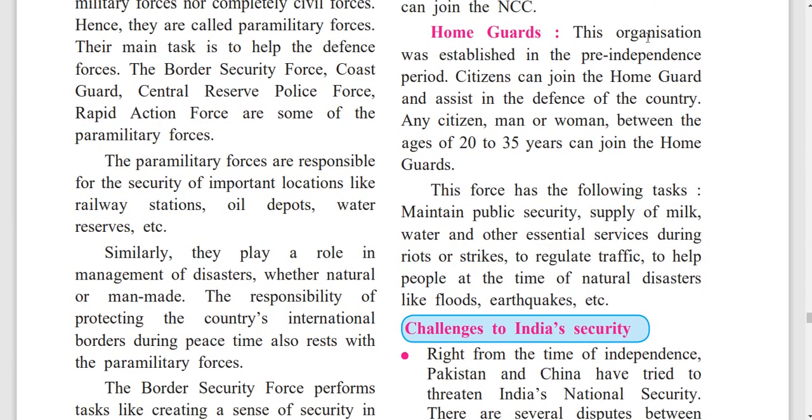Home Guards. This organization was established in the pre-independence period. Citizens can join the Home Guard and assist in the defense of the country. Any citizen, man or woman, between the ages of 20 to 35 years can join the Home Guards. This force has the following tasks: maintain public security, supply of milk, water, and other essential services during riots or strikes, regulate traffic, and help people at the time of natural disasters like floods, earthquakes, etc.